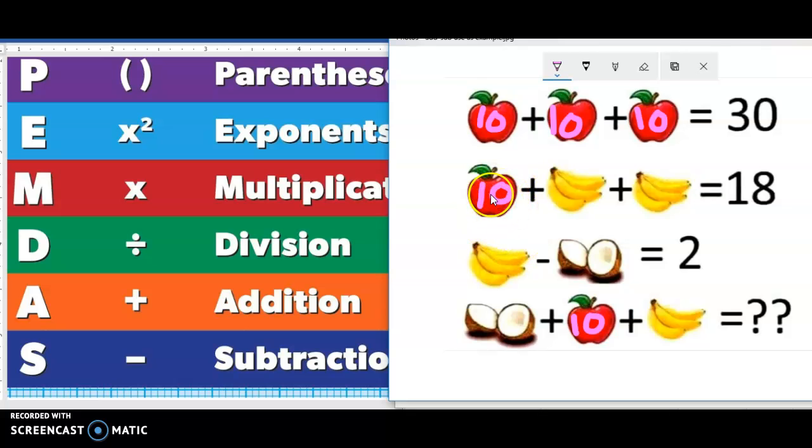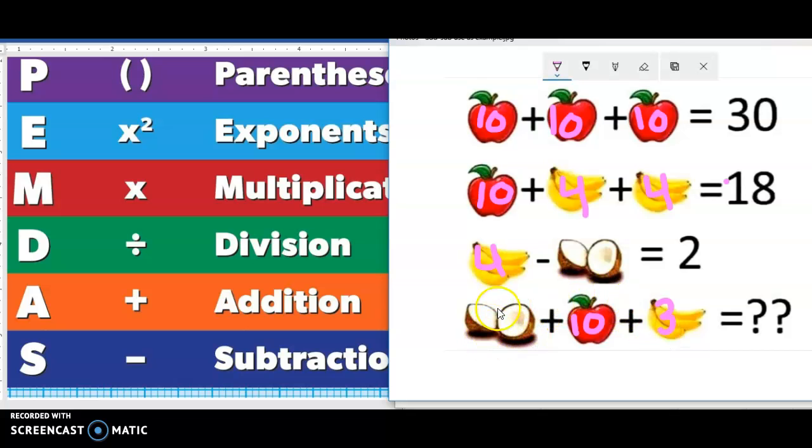Now here I'm at 10, and I got to get to 18. Well, I know 10 plus 8 will get me to 18, but there's 2, so I got to split it in half. So 10 plus 4 is 18. So that means this is a 4. And now here you got to look carefully. They're tricking you. They took away a banana. 1, 2, 3. So this is only 3 bananas.